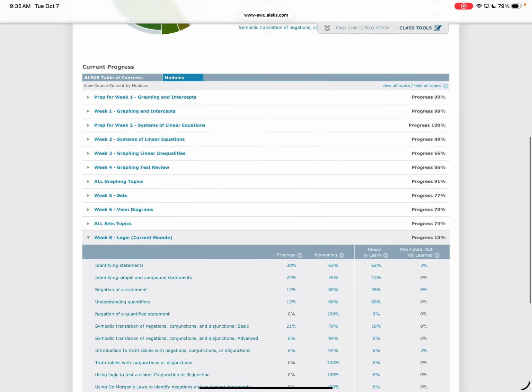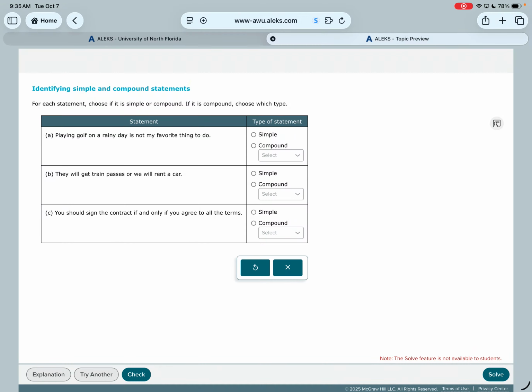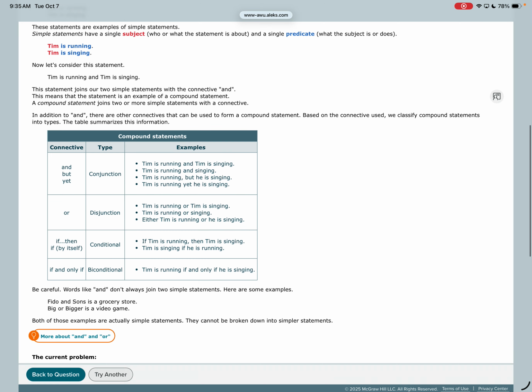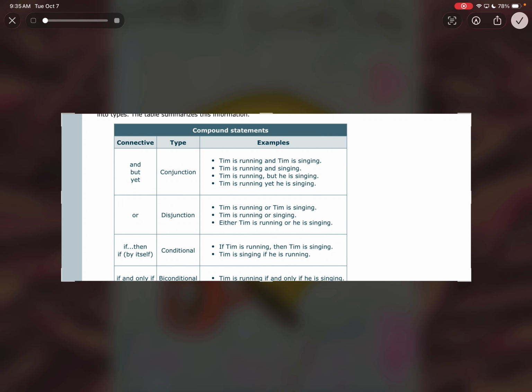All right, so a simple or compound statement. I actually want to go. I should have screenshotted this. I forgot to. A simple or compound statement is anything. A simple statement is one that has. Did I not get all that?